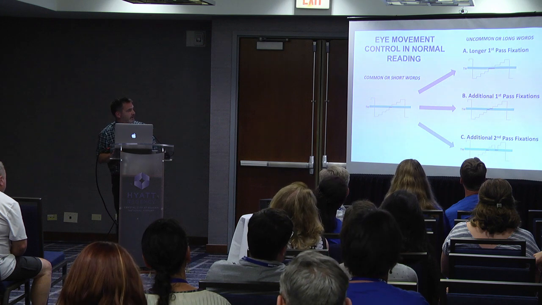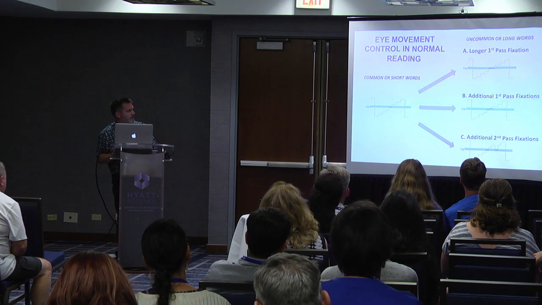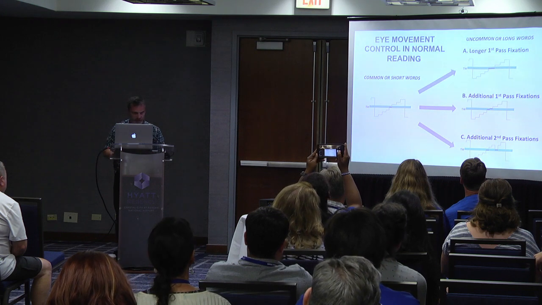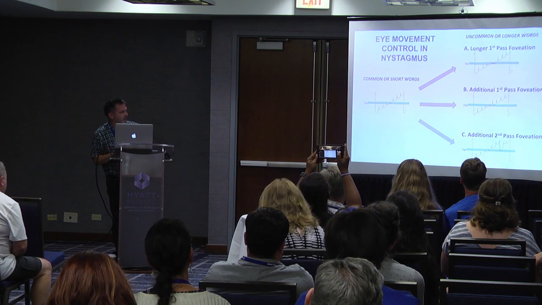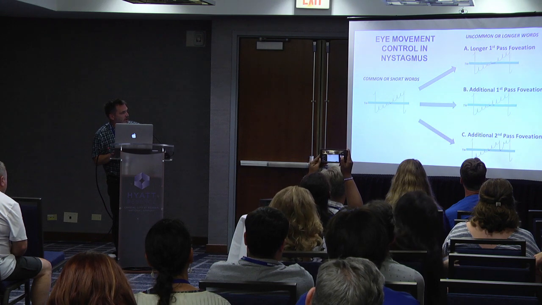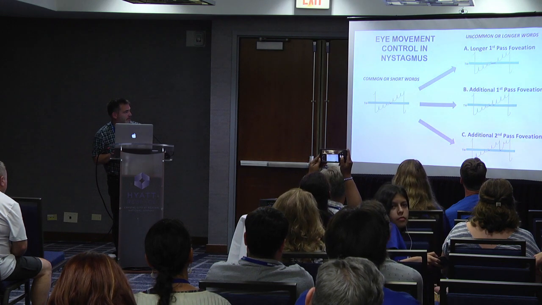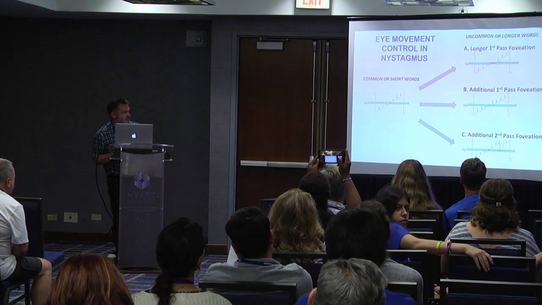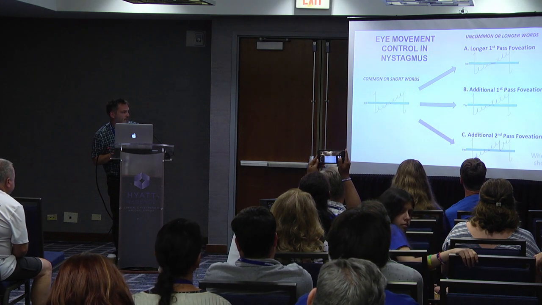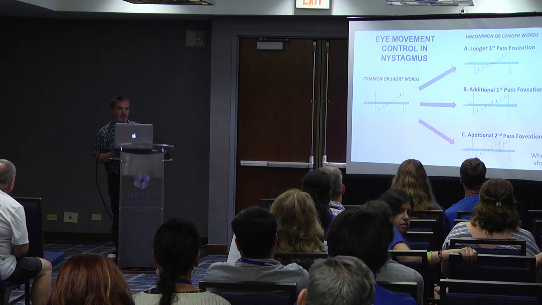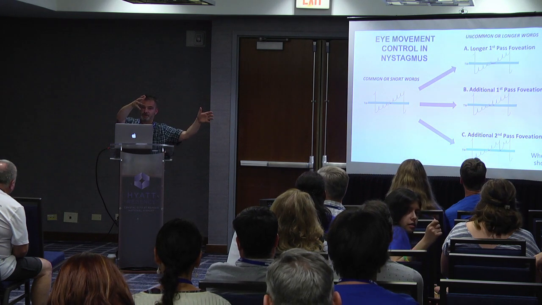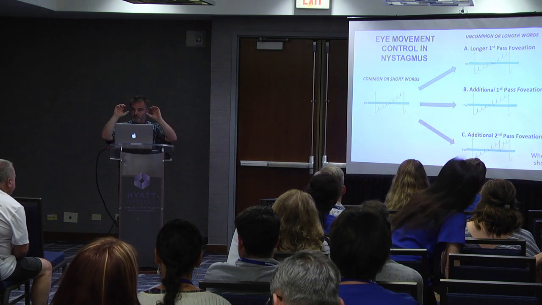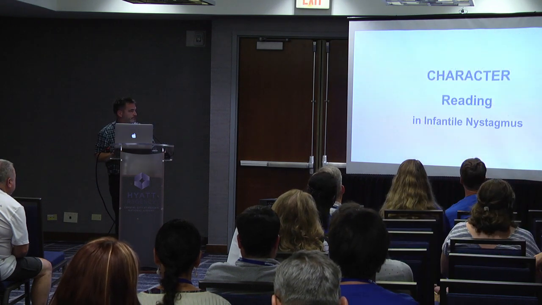So if you like, here are our normal readers, and they can do these two things, which means they don't need to do this third thing and reread a word. If we compare our people with nystagmus, they can't do this top one, but they do this second one really well, which means that they don't need to do the third one. They only really do it when they're reading shorter words. So if you like, it's not as good as normal readers, but it's still a pretty good and effective mechanism for getting hold of complicated words.